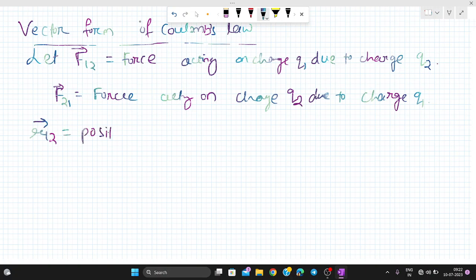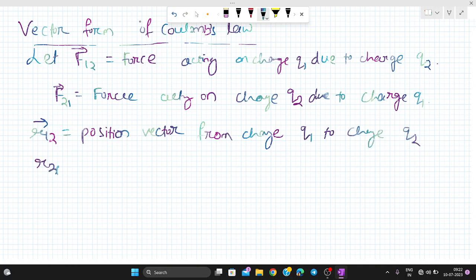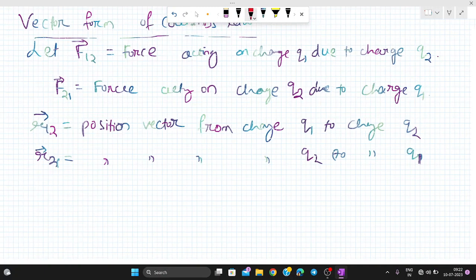Okay, and position vector R12 is the position vector from charge Q1 to charge Q2. Similarly, R21 is the position vector from charge Q2 to charge Q1. Okay. So let's see what's next. We have two cases. I will discuss the cases one by one.